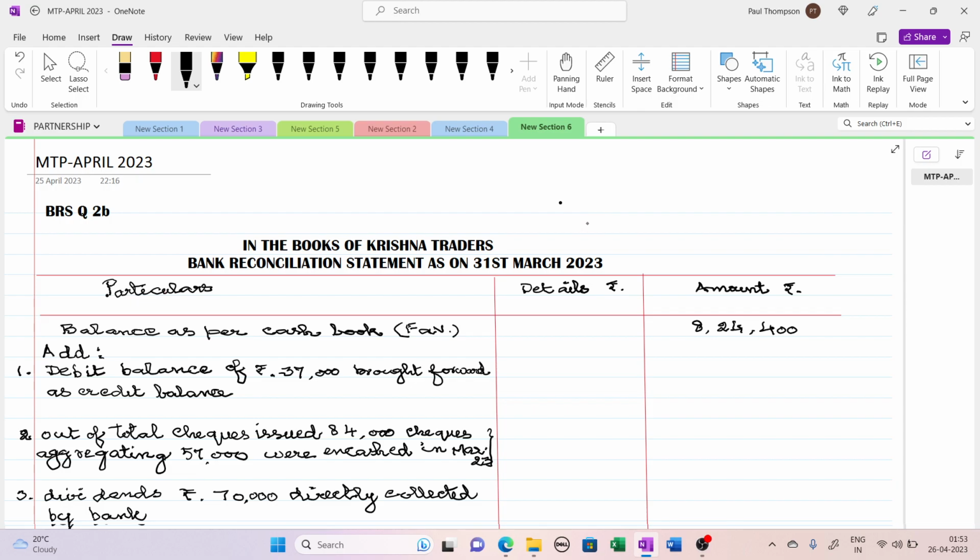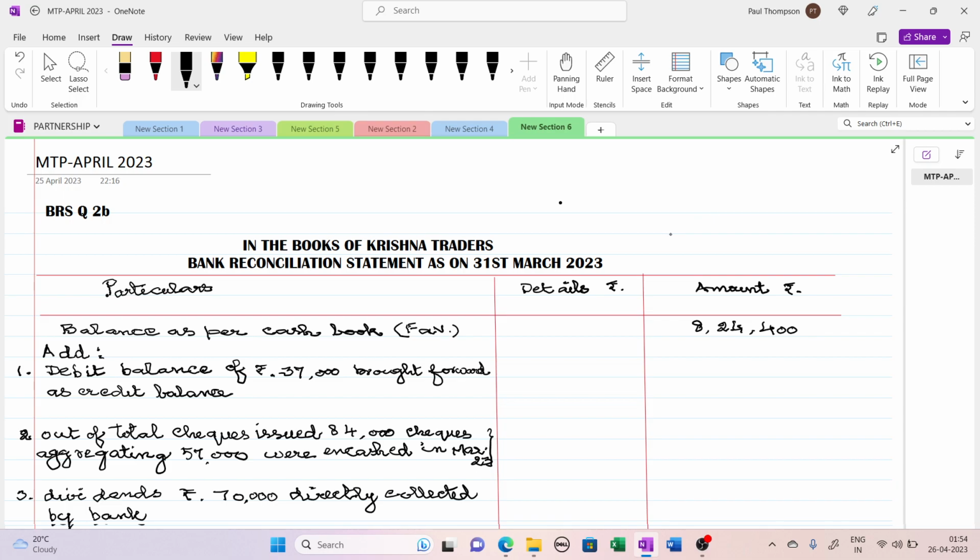Okay, so now let us start with the question. The question says the cash book of Krishna Traders shows a debit balance of 8,24,400 and that this is not agreeing with the balance of the passbook. So our target book is now the passbook. Whatever happened in the passbook, we have to do that.